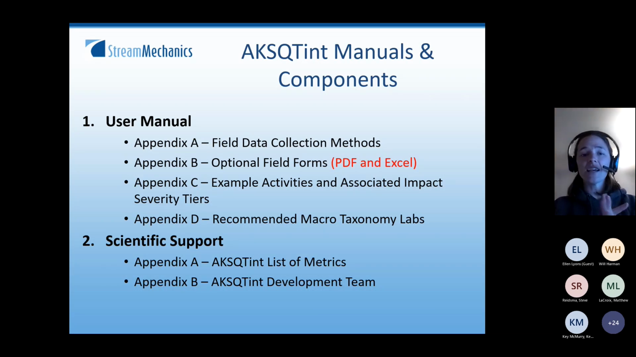So the Alaska SQT comes with a user manual, and I've listed out the appendices. Let me get my laser pointer back. The user manual contains background information, like the presentation Will gave this morning on the stream functions pyramid framework. It includes all the directions on how to collect the data and enter it into the SQT. We have a chapter specifically for mitigation projects. And then this slide is about the appendices, just making sure you know where information is located.